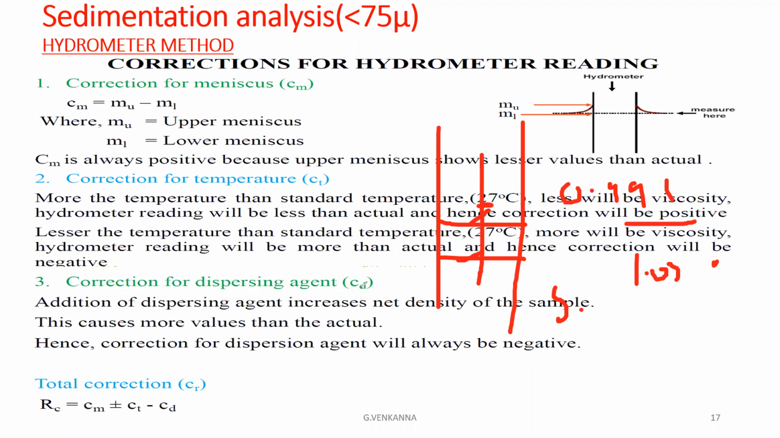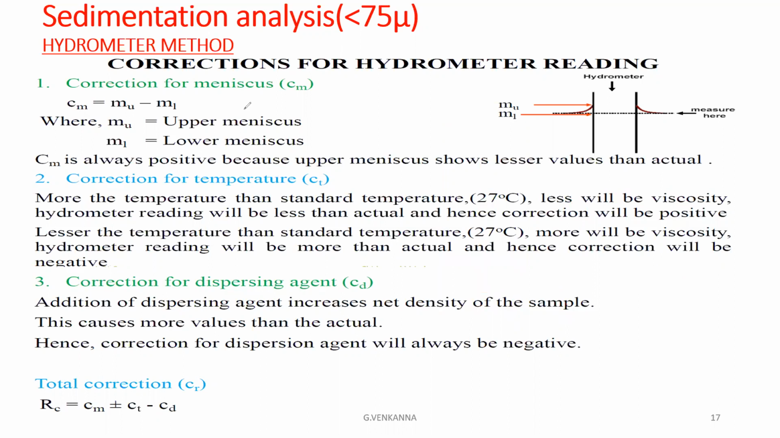Similarly, if the temperature is less, the hydrometer does not go as deep, so the standard value does not give the correct value, and we have to add the correction as negative. Therefore the temperature correction is not always positive or always negative. The correction for temperature changes according to the temperature.